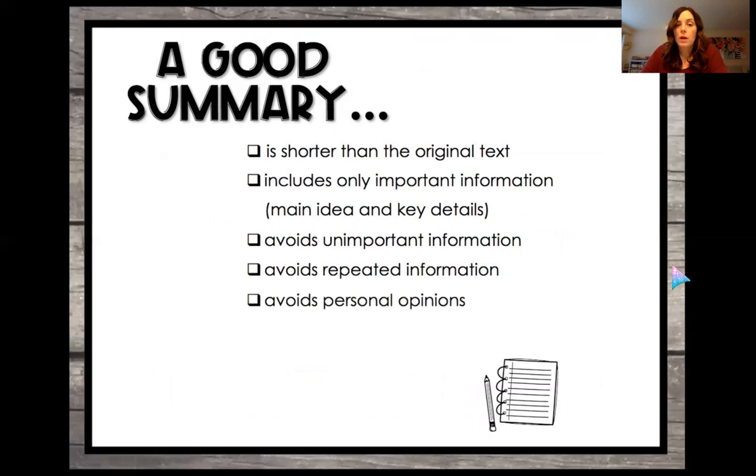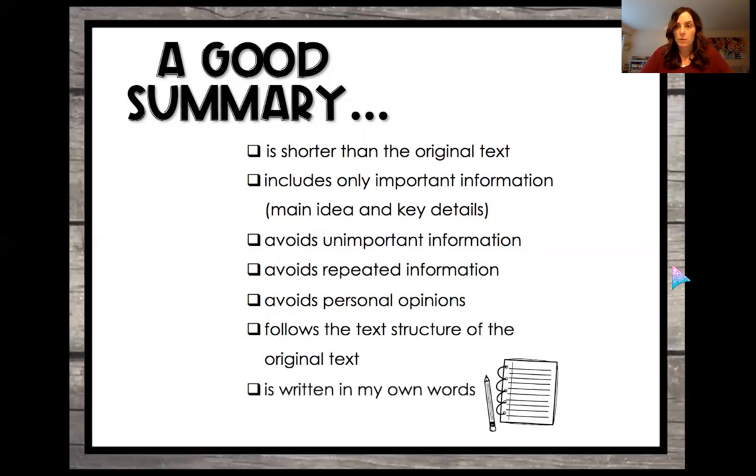You do not include an opinion in a summary. You're writing it in the third person, so you're never going to say I or me or I think or I don't think. You want to follow the text structure of the original text. So if it was a cause and effect text, then you would follow that type of structure in your summary and so on. And lastly, it should be written in your own words.